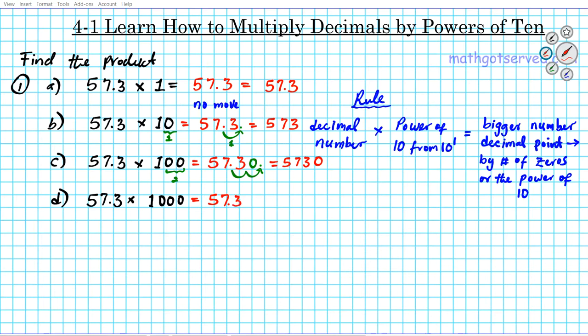Now, when we multiply by 1,000, our decimal point is going to go to the right by the number of zeros. So there are 3 zeros here. So we're going to move it to the right 3 places. 1, 2, 3. Stop right there. 2 zeros to fill in these spaces. And our final answer is going to be 57,300. Okay? All right, now let's take a look at examples involving powers of 10 written in exponential form.